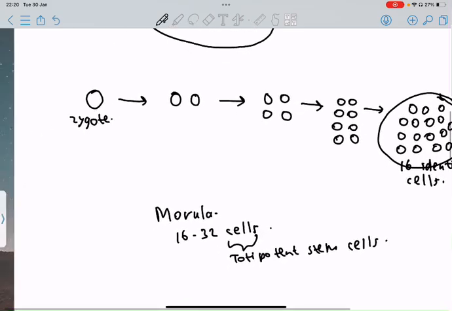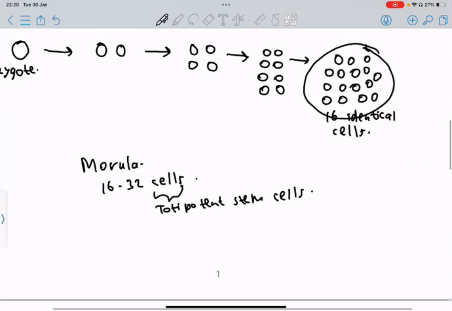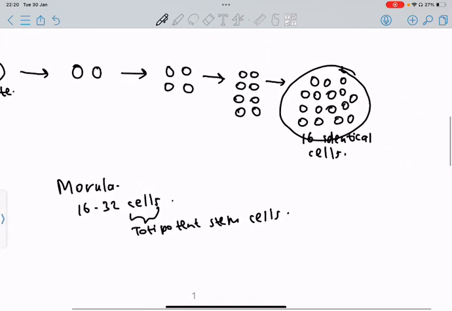Now, usually when doctors or researchers want to obtain totipotent stem cells, they will harvest them from IVF spare embryos after they let them grow for a couple of days, usually for 3 to 4 days after fertilization.